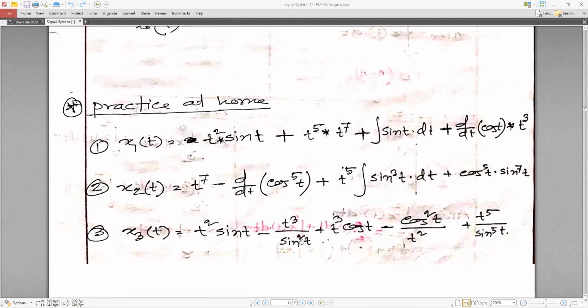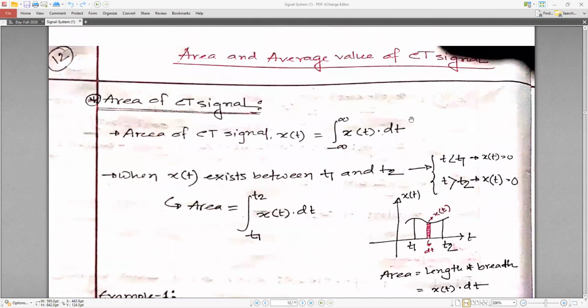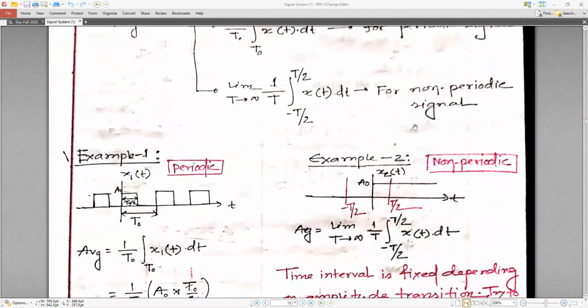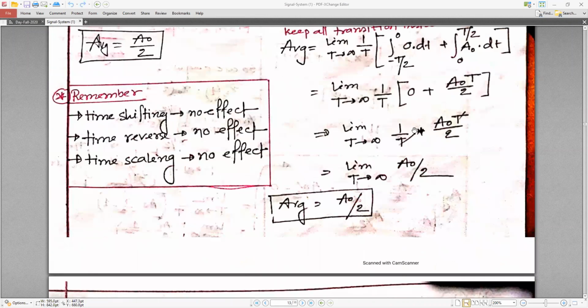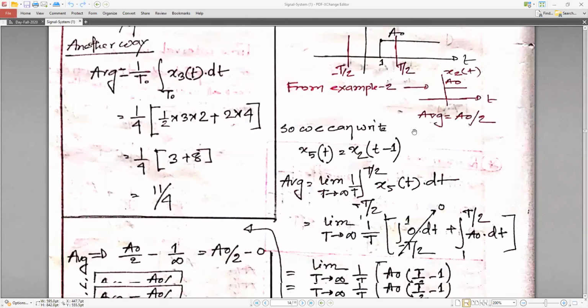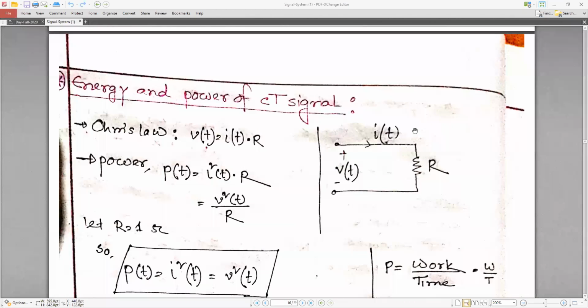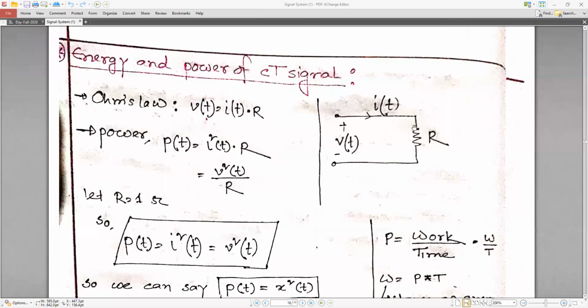They have given you some problems to practice at home. Today we discussed the area and average value of the continuous time signal. So far I am not giving you much lesson, just a little bit, so that you can cope with the terms easily. Some examples have been given today, just look at those examples and check. From the next class we will start the energy and power of continuous time signal.